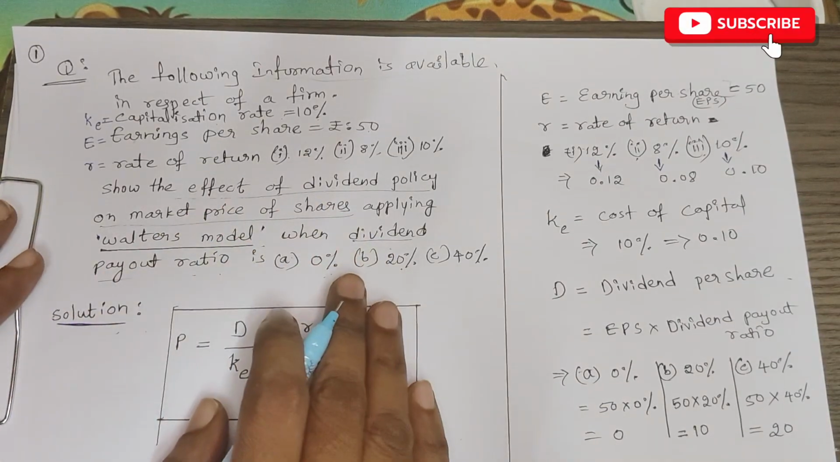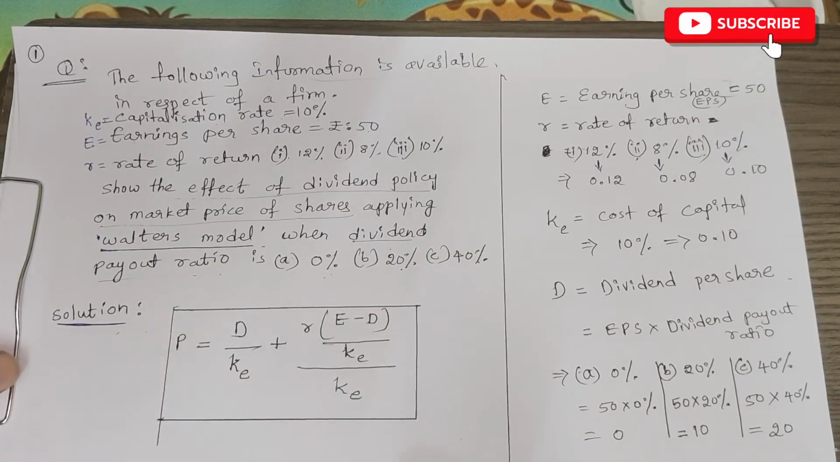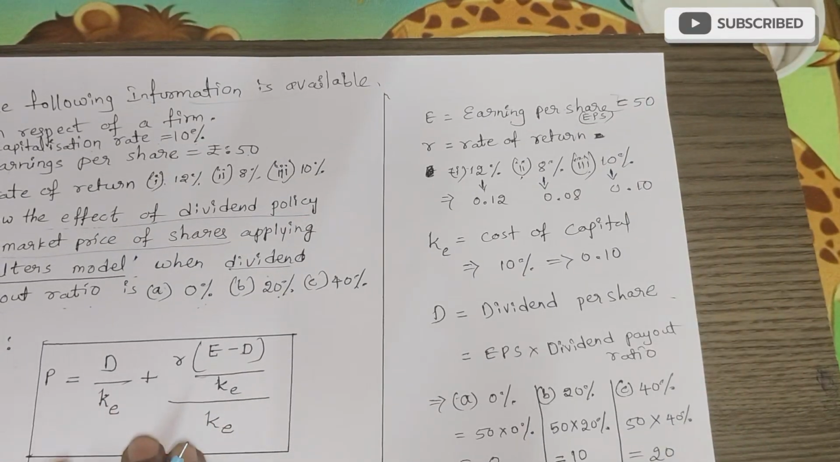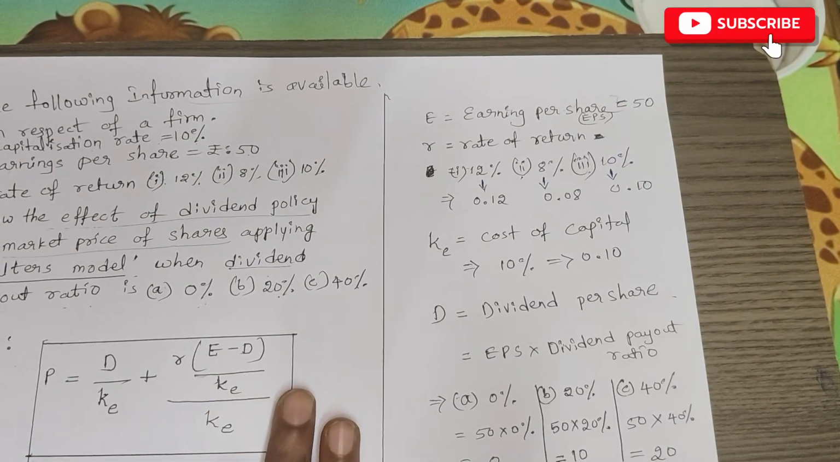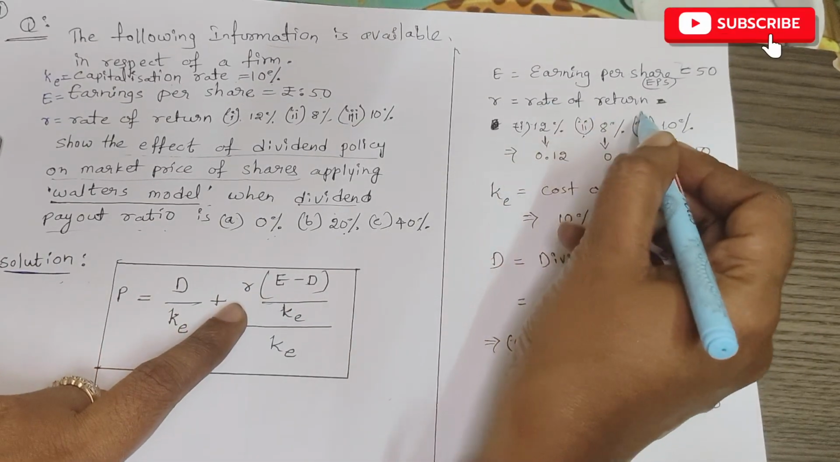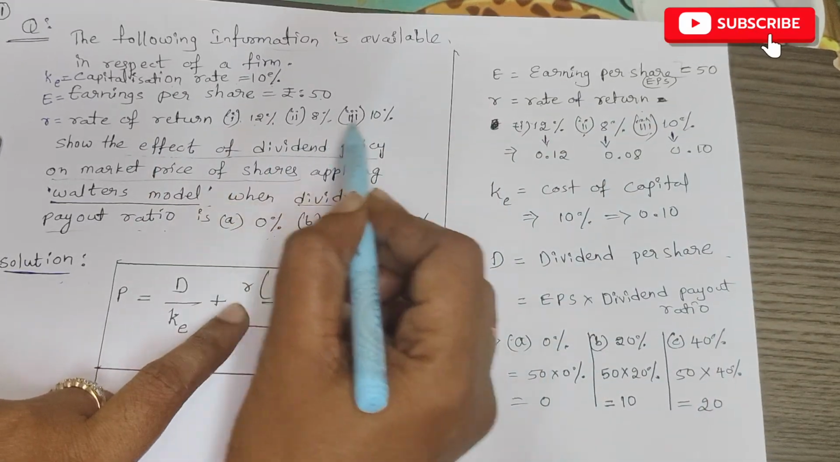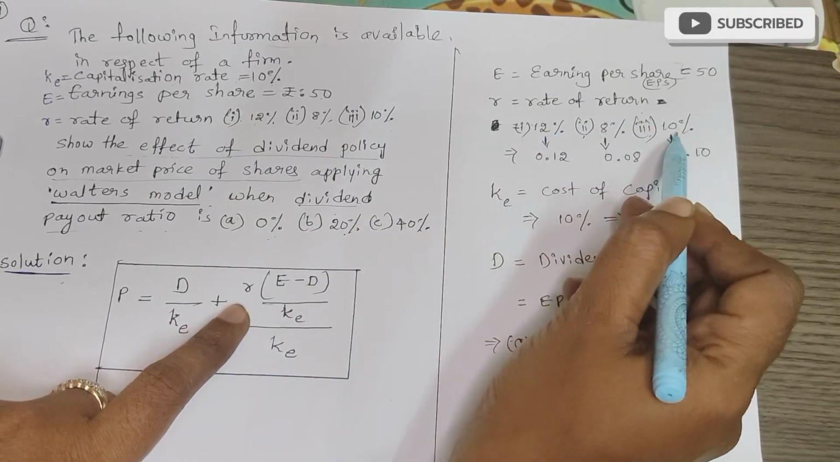So according to this, we need to apply Walter's model. What is the formula? Here we have a formula. From this formula, first we need to write all the details. R is equal to rate of return. So what is our rate of return? 12%, 8%, 10%.